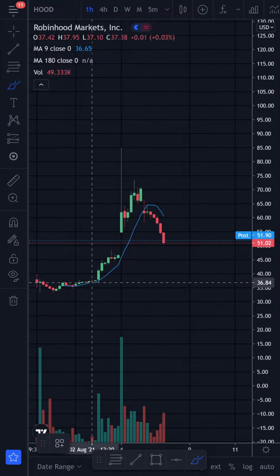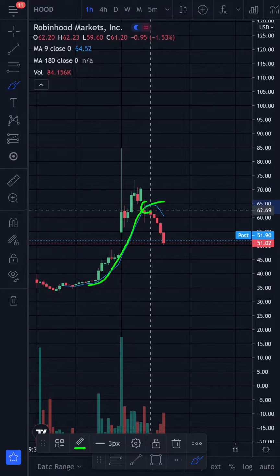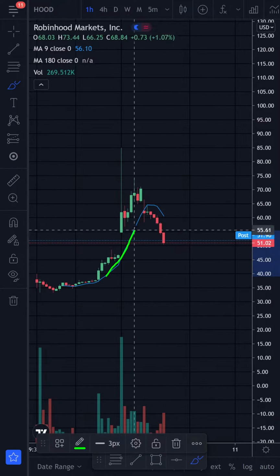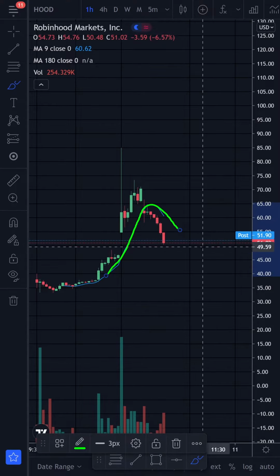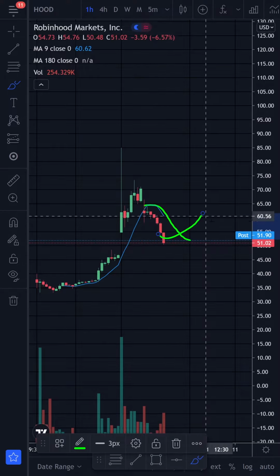If we take a look at the moving averages, right now we're on the 1 hour time frame. We actually broke beneath that moving average going to the downside right there. So if you want to follow along, I would suggest watch the 9 moving average on the 1 hour time frame. Once we break above that again, maybe that's a signal that we can start getting bullish again.